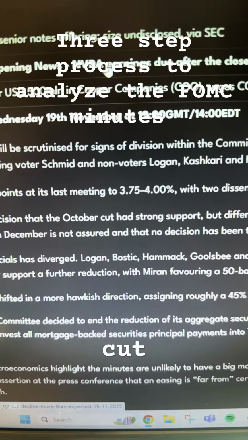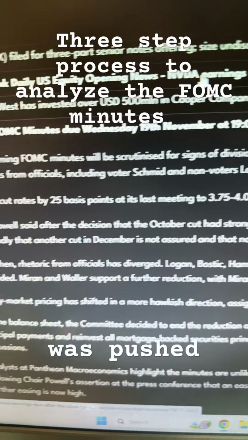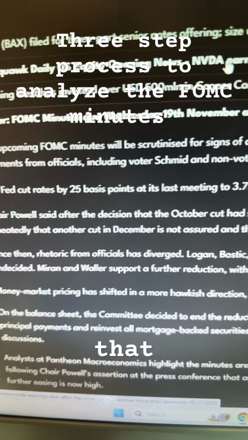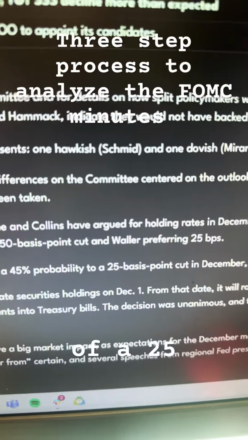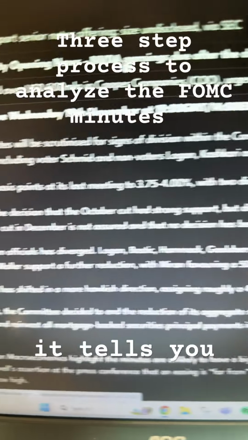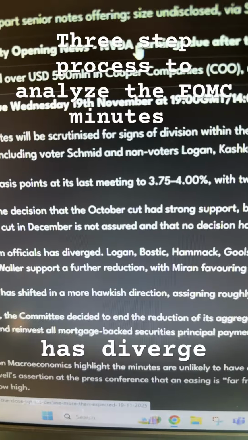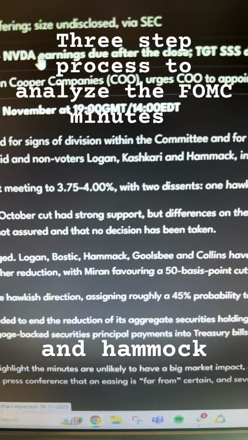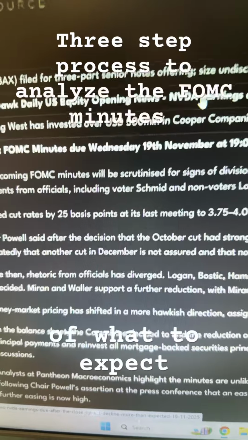Just one cut. Okay, cutting cycle was pushed back upon. The market thinks that actually, right here, you can see about a 45% probability of a 25 basis point cut in December, right? So it tells you, look at all the speakers that are detailed. Rhetoric from officials has diverged, Logan and Bostic and Hammack and Goolsbee, right? So it's telling you the exact baseline of what to expect.